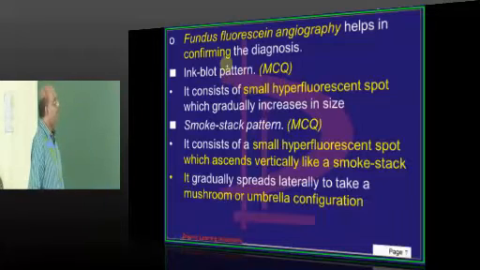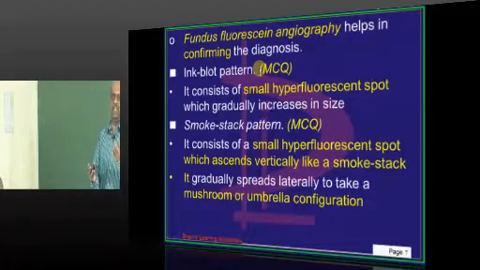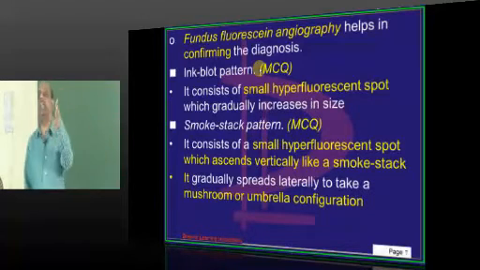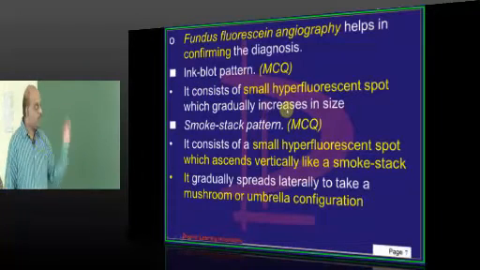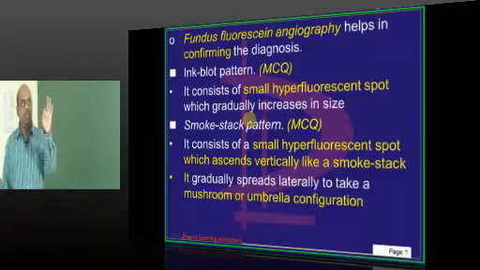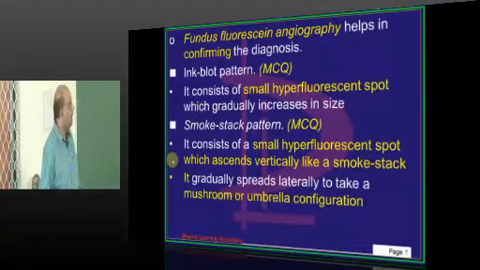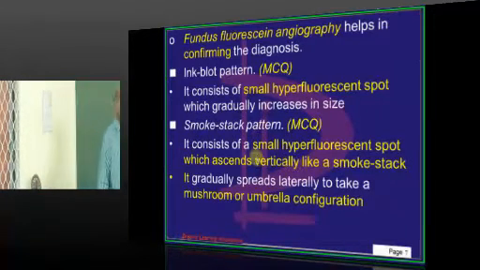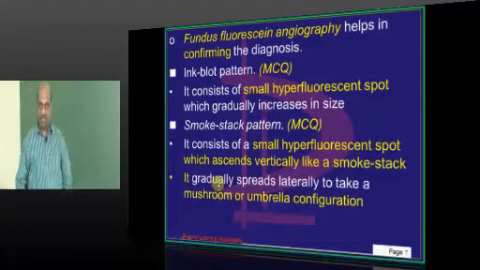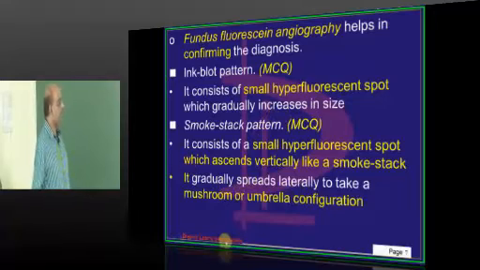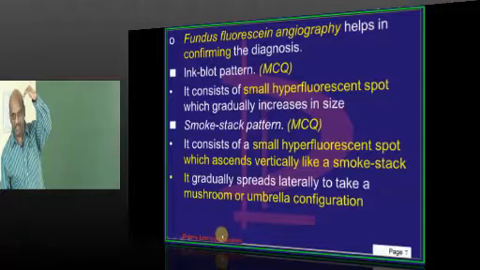Now, if you do a fluorescein angiography, there are certain classical features of central serous retinopathy which are the favorite MCQs of the examiner. One is called ink blot pattern, a small hyperfluorescent spot which gradually increases in size. Smoke stack pattern, where a small hyperfluorescent spot will ascend vertically like a stack of smoke, is another important feature, and it gradually spreads and ultimately settles as a mushroom configuration.